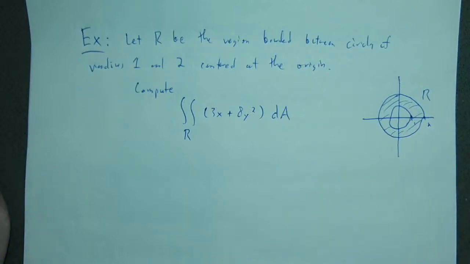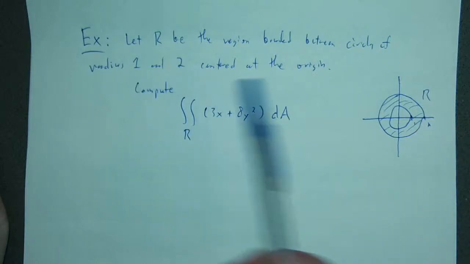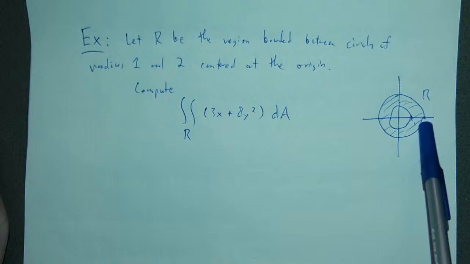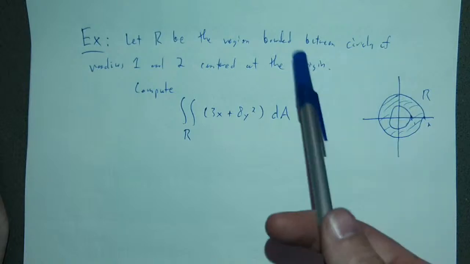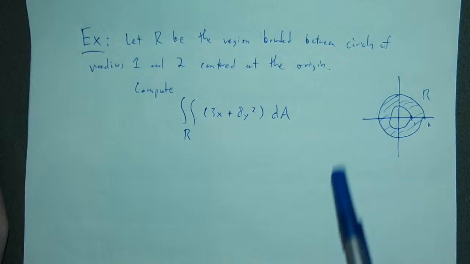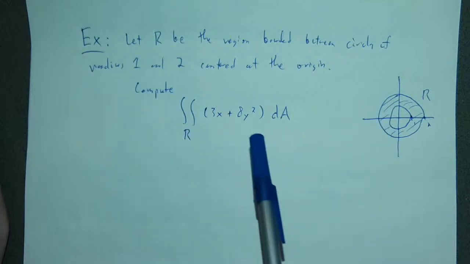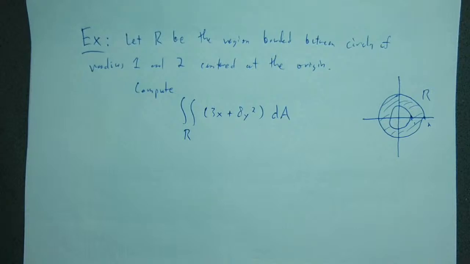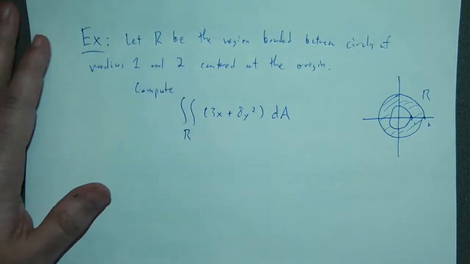So in polar coordinates, how would I describe R? In rectangular coordinates, just describing this is kind of horrible, right? Because there's not a real good way of writing what it means in terms of x and y to be bounded between circles of radius 1 and 2. But in polar coordinates, it's really, really simple. So in polar coordinates, how do I write this?